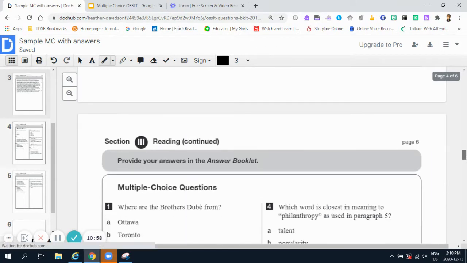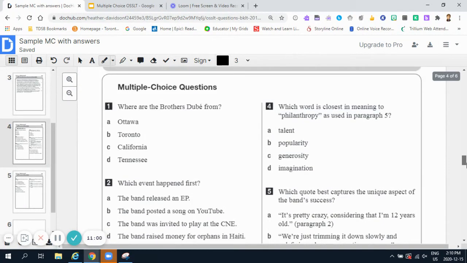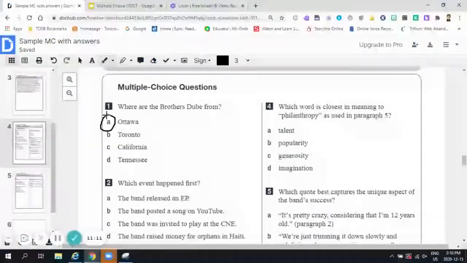Okay, so now I've done the article and I'm going to go through and answer the questions. Where are the brothers from? This is an example of a directly stated question. I can find that answer specifically in the reading, and if I'm reading closely enough, it should be no problem. I don't even need to look at the answers here. So this could be one of those ones where I cover it up. I know they're from Ottawa. It said it twice. So I'm not even going to pay attention to these.